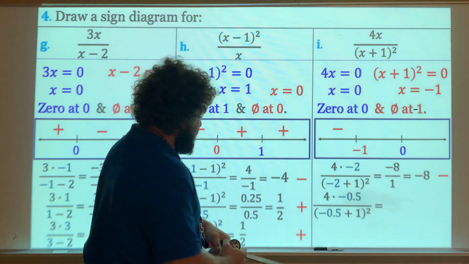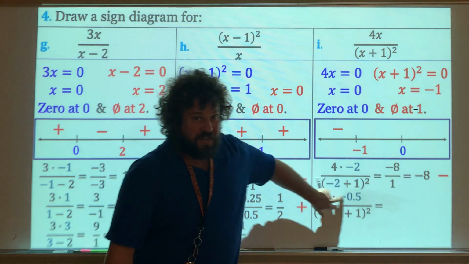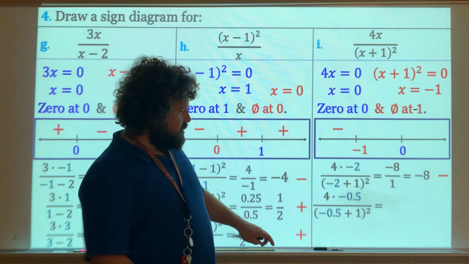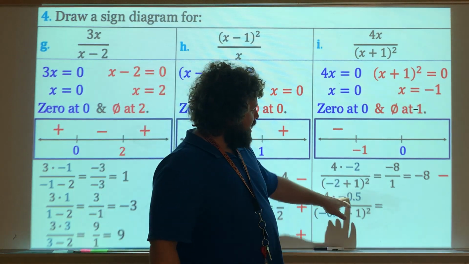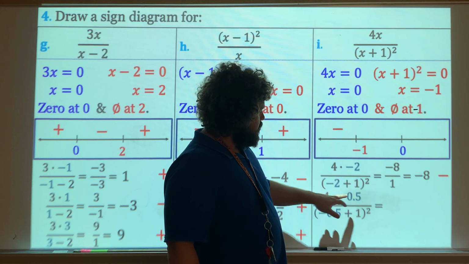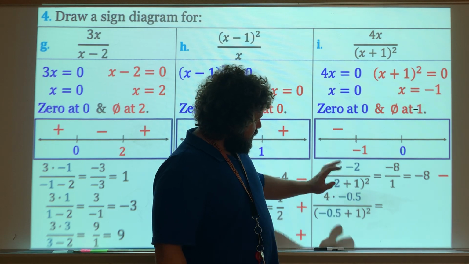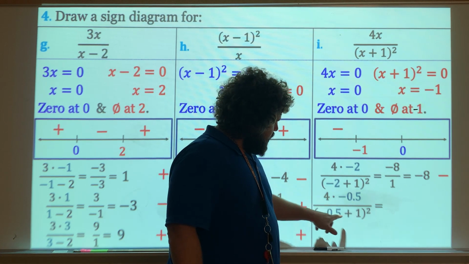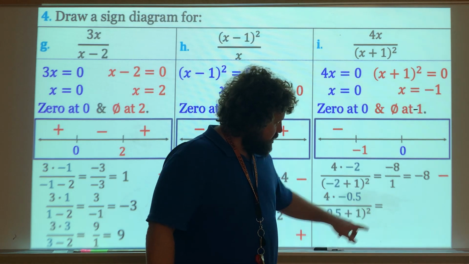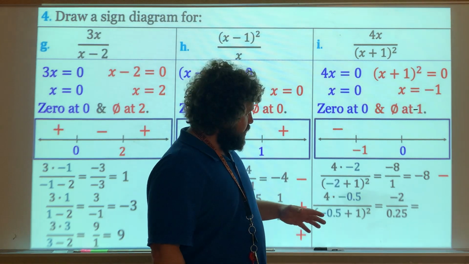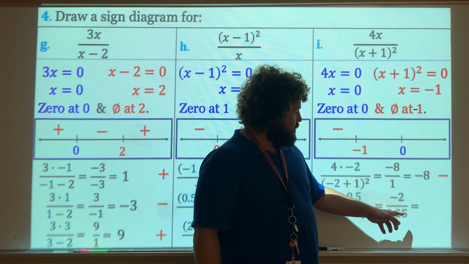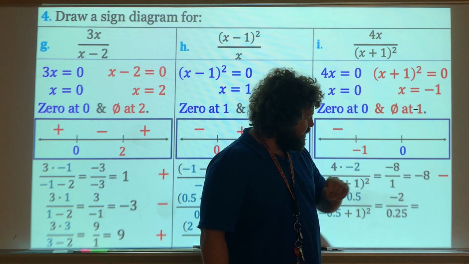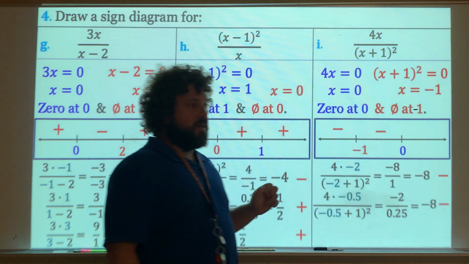The only reason I use 0.5 instead of 1/2 is it fits better. It's better for the projector. So 4 times negative half is negative 2, so this is a negative 2 on top. 1 minus a half is positive a half, squared is 0.25, or 1/4. So you have negative 2 times 4 is negative 8, which is also a negative number.